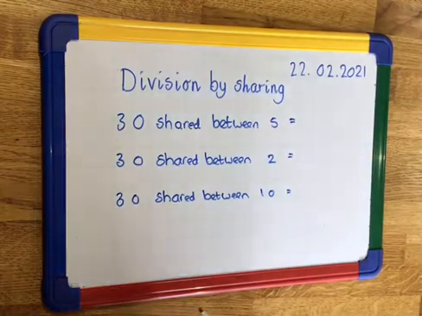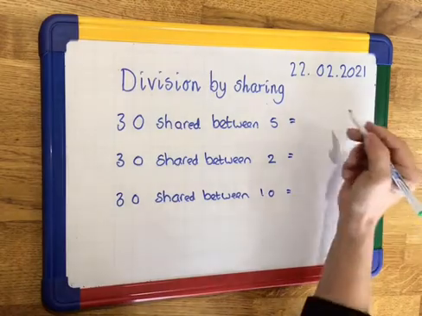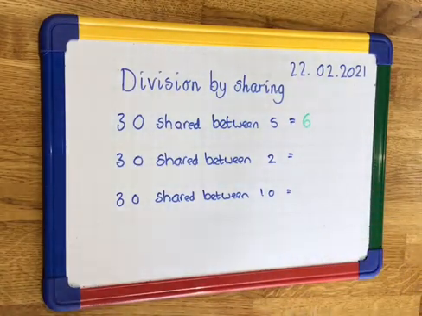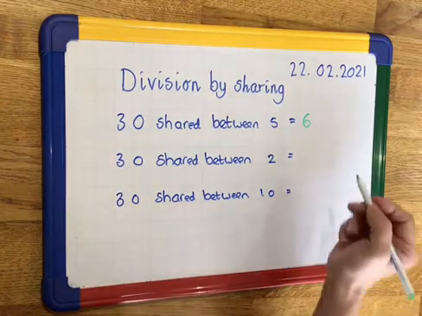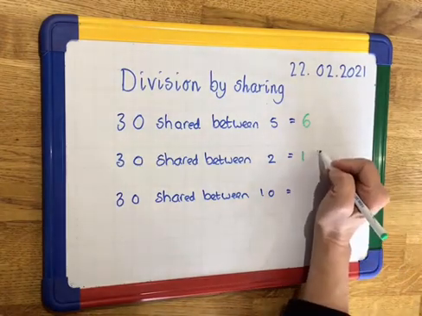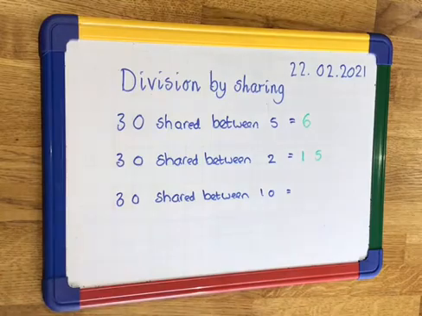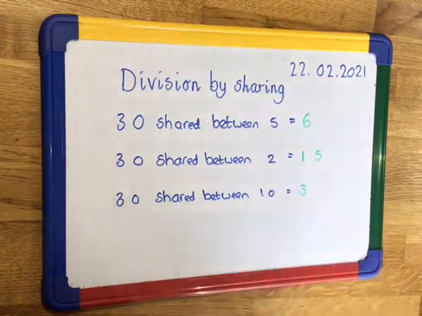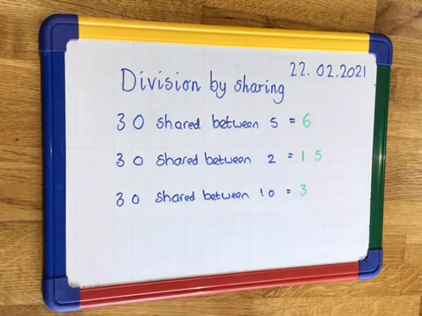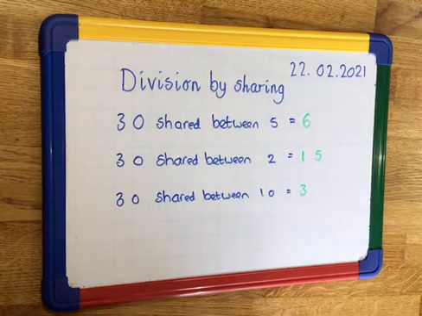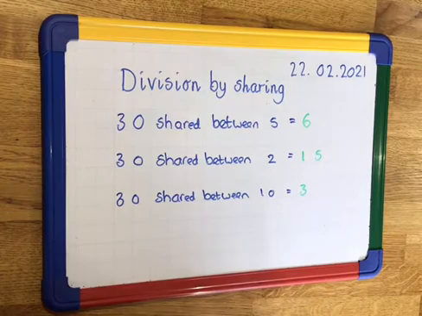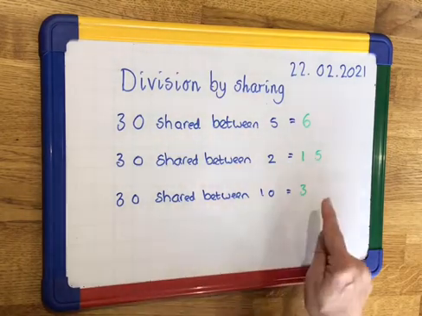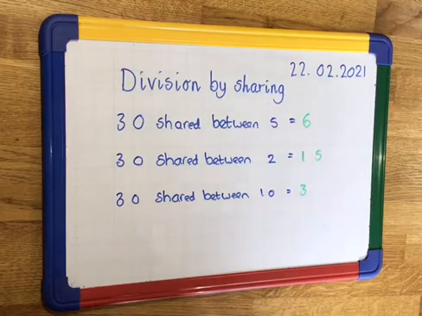So hopefully children, you worked out that 30 shared between 5 is 6. You get 6 each if you share 30 pieces of pasta between 5 people. You get 15 pieces each if you share 30 pieces of pasta between 2 people, and you get 3 pieces each if you share 30 pieces of pasta between 10 people. Do you notice anything about those numbers? Think about how many you're sharing it between and how many you get each. Talk to your grown-up about what you notice.